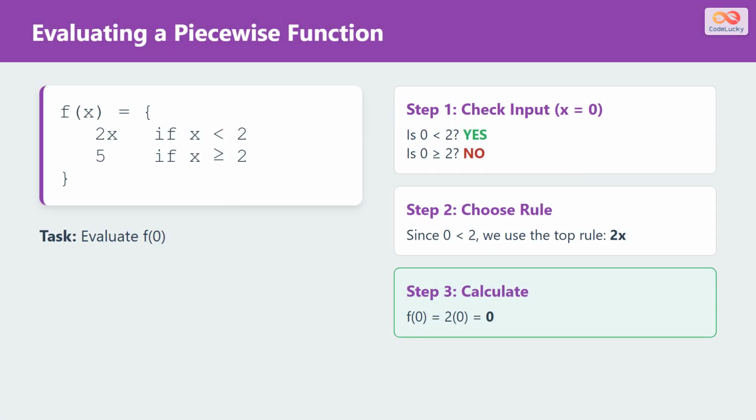How do we evaluate one of these? Let's say we want to find f of 0. First, we look at the conditions on the right. Is 0 less than 2? Yes, it is. Since that condition is true, we ignore the bottom rule and only use the top rule, which is 2x, so we multiply 2 times 0 to get our answer, 0.